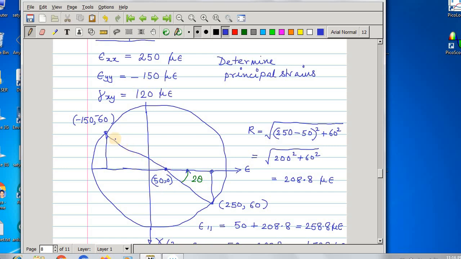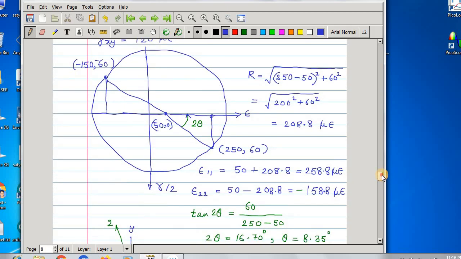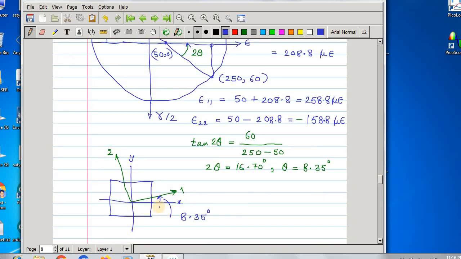So with this as the center and this as the radius, draw the circle. So what is 2 theta? 2 theta is tan inverse of 60 divided by 250 minus 50, that is 200. So tan 2 theta is equal to 60 by 250 minus 50. So 2 theta equals 16.70 degree and theta equals 8.35 degree. That means this blue plane, if you rotate it by 8.35 degree, you get the principal plane.